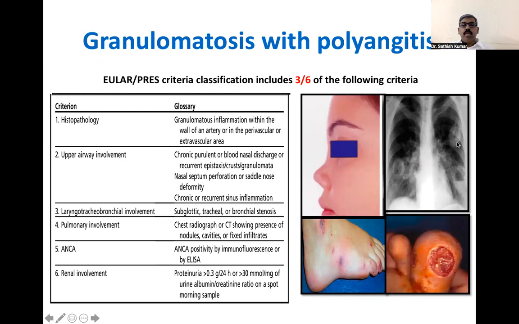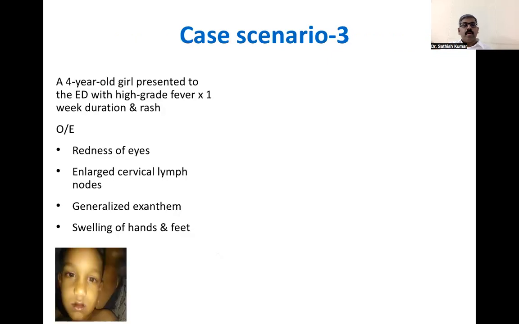Pulmonary involvement, you can take an X-ray, which can show cavities. They can show nodules, and they have fixed infiltrates. ANCA will be positive. Again, they can have renal failure. They can also present with non-healing ulcers. So think of non-healing ulcers, upper airway and lower airway involvement as granulomatosis with polyangiitis, or GPA, the latest classification.